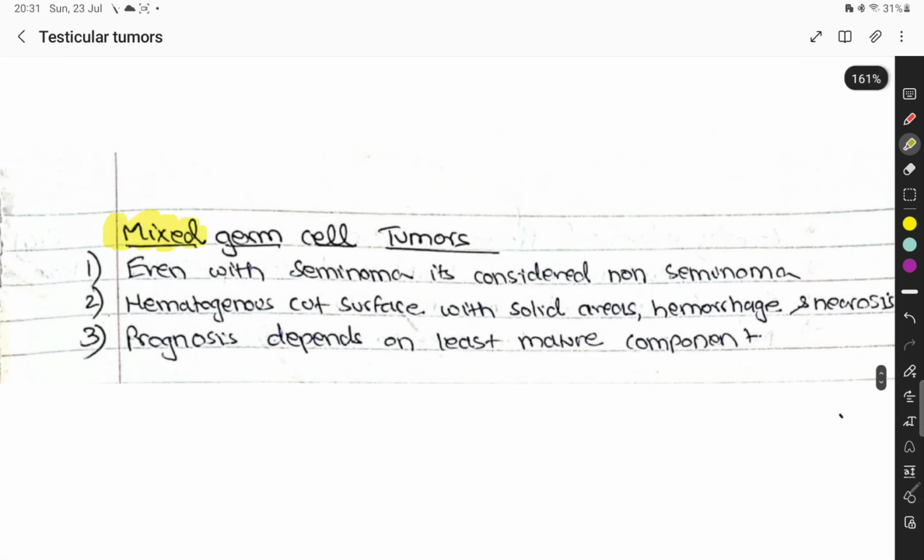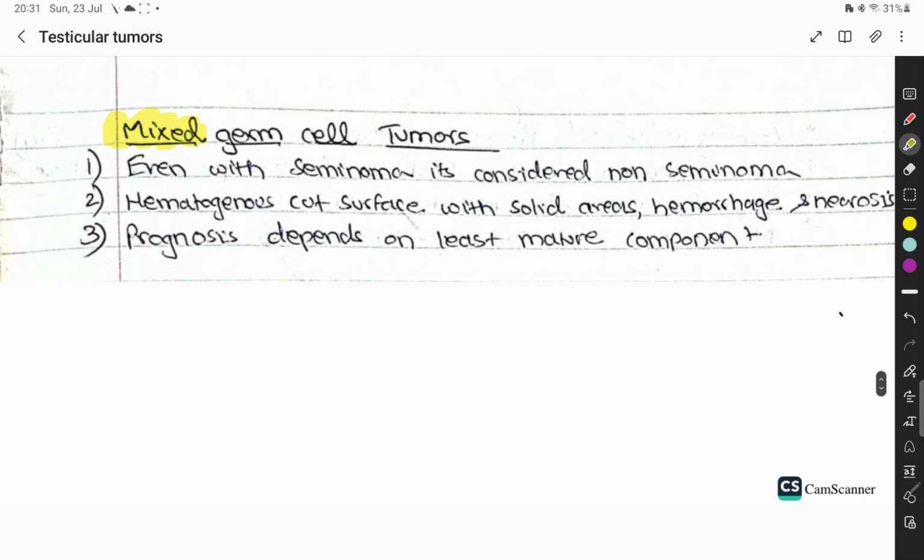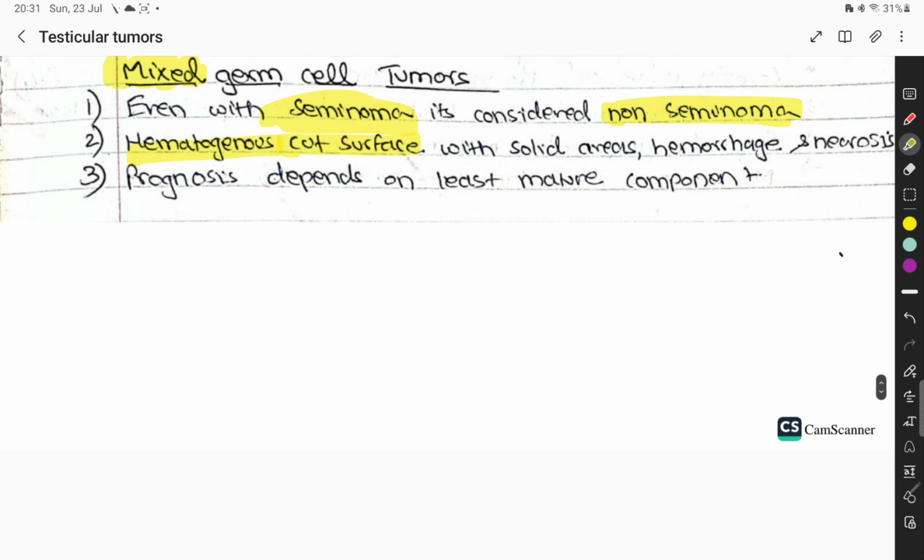And then you have mixed germ cell tumors. Even with a seminoma component, it is considered a non-seminoma. So even if a non-seminoma tumor has a seminoma counterpart, you put it into non-seminoma and then it's under mixed germ cell tumors. Cut surface is heterogeneous, with solid areas, hemorrhage and necrosis. Prognosis depends on the least mature part. Because it's mixed, there might be different parts in the tumor itself, so the ones that are least mature will decide the prognosis of the tumor.